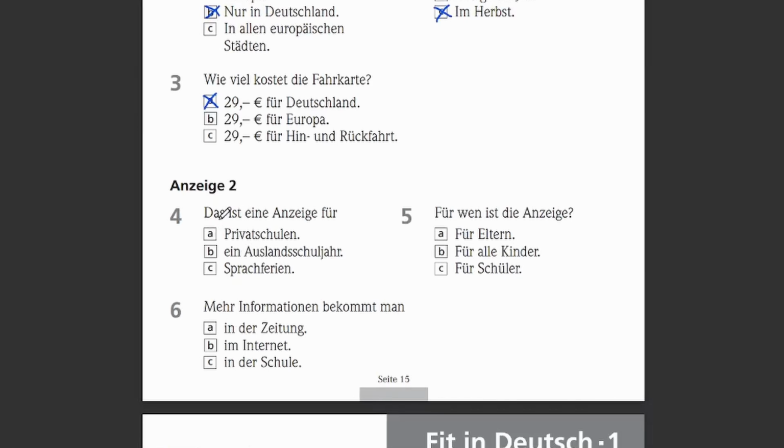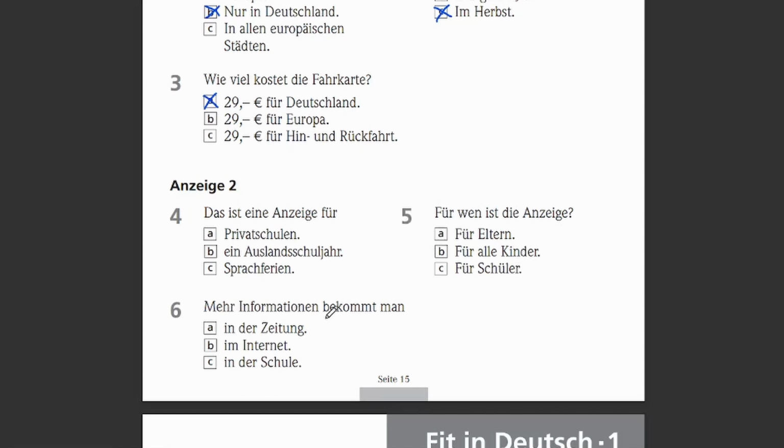Okay, das ist eine Anzeige for. So this advertisement is for whom? Privatschulen, ein Auslandsschuljahr, Sprachferien. So we have to find out for what exactly is this advertisement for, when is the Anzeige for whom: for Eltern, for alle Kinder, for Schüler, for the parents or kids, or for all those kids going to schools, for generally for all kids. We have to find this information very clearly.